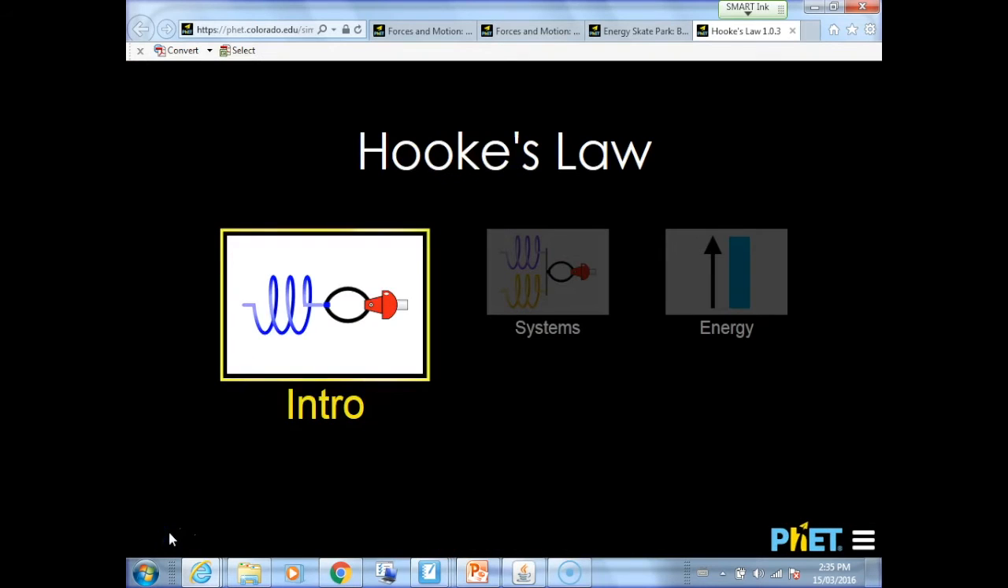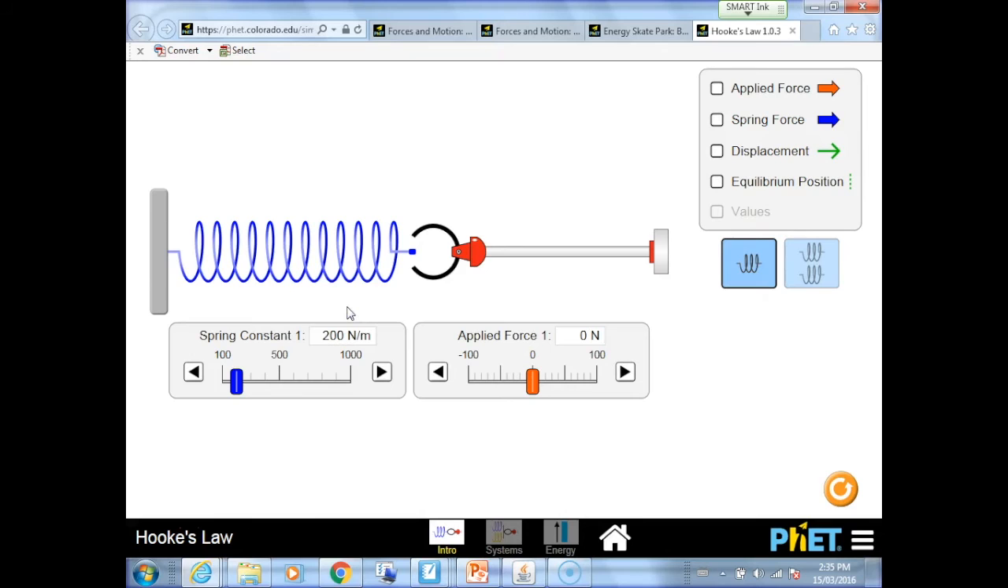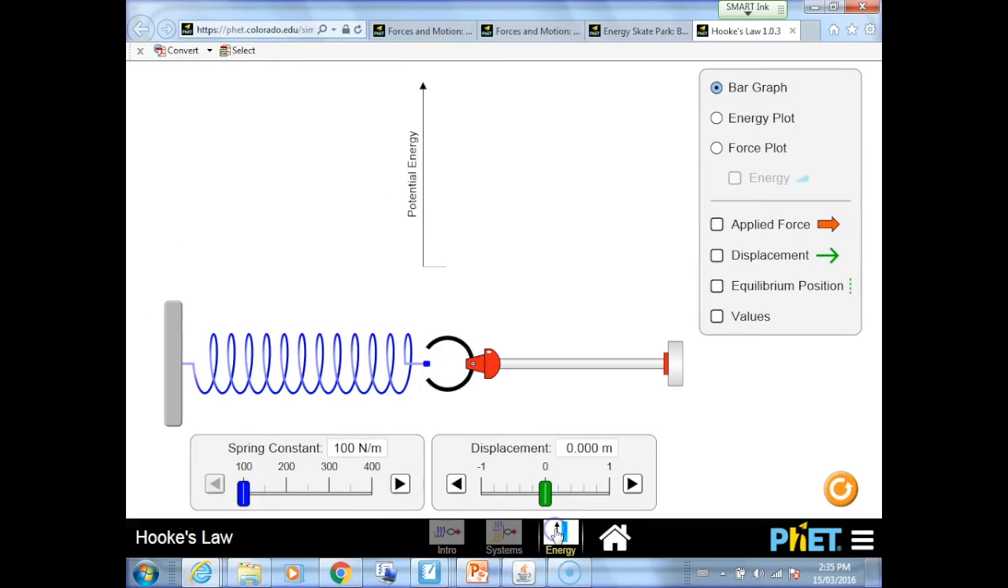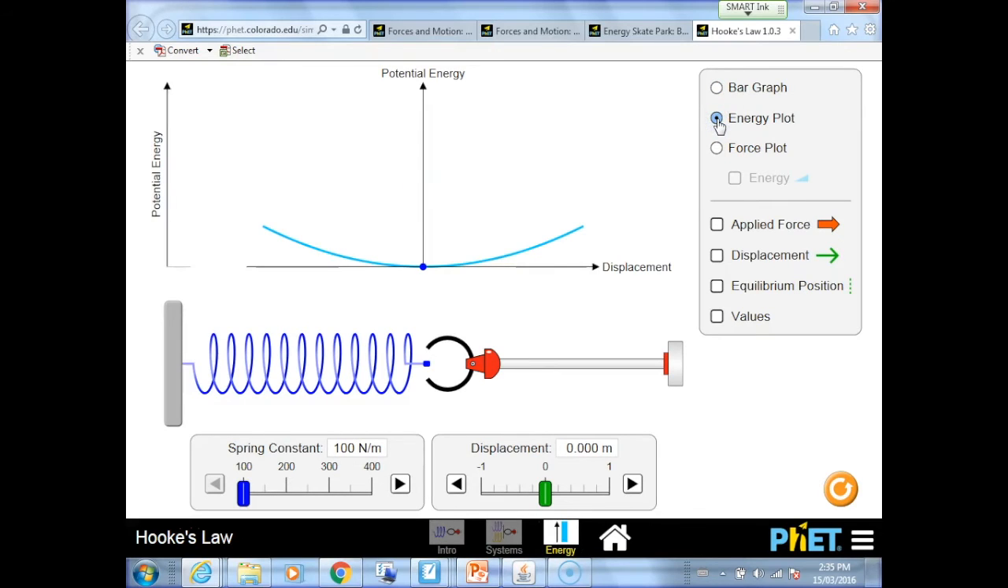So here we're back into our little diagram. We'll open this up and we'll see exactly what happens. We'll look at applied force, spring force, displacement, values. So again, when we start taking a look at this, let's look at the energy. Here we go. Way better. So what we're going to take a look at is the displacement away from, you can see along the bottom axis, the displacement away from its original position. Right now it's in its initial position.